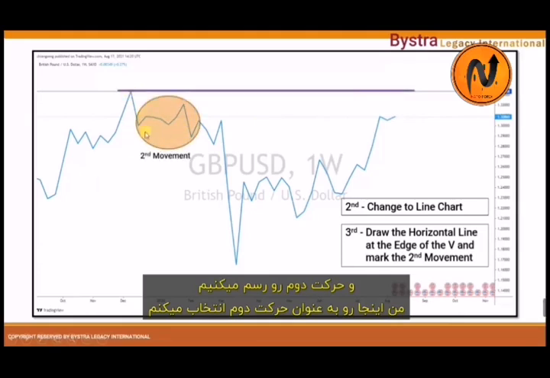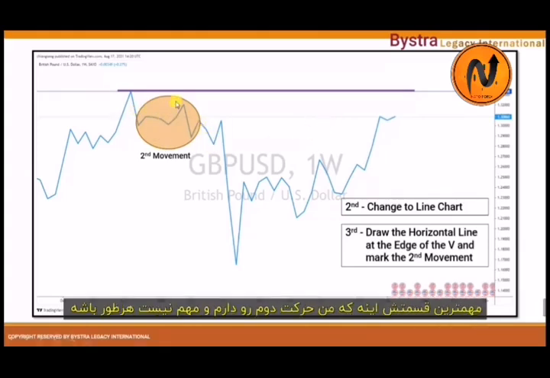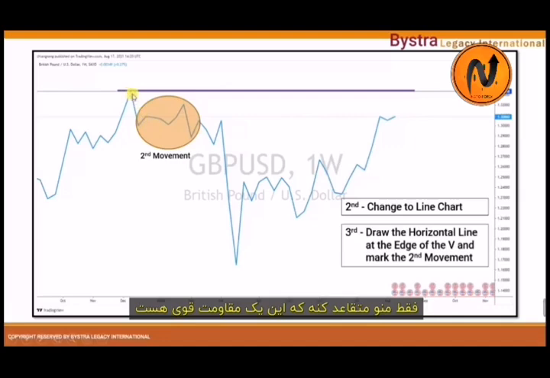We mark the horizontal line, which is this one, and mark the second movement. So I will choose this area as the second movement. As I said in my previous videos, the second movement doesn't have to be an L like this. It can just be this whole area as a second movement. The most important part is that I have a second movement, no matter how, that convinces me that this will be a strong resistance.